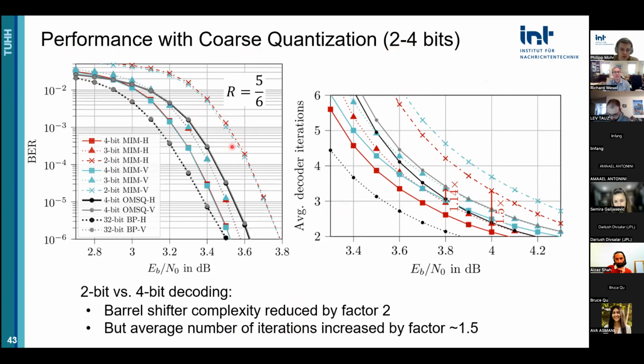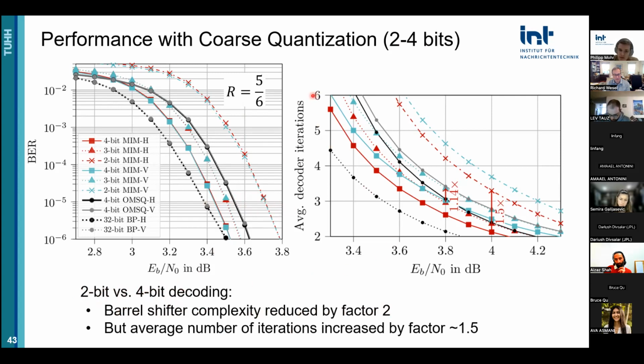And if we look at the performance, we see that for the high rate code here, we lose some performance by going to 2 bits. But maybe it's fine for the application. So maybe in the application, it's more important to have a low complexity instead of the last 0.2 dB gain in performance. If we go to 2 bits, we can reduce the barrel shifting complexity by a factor of 2 compared to 4 bits. So this is what we would gain by selecting an even smaller bit width.